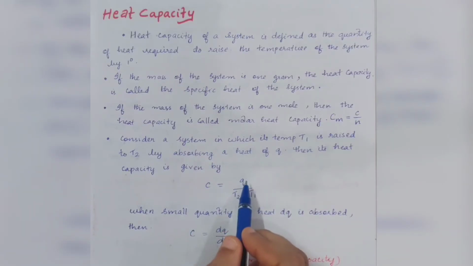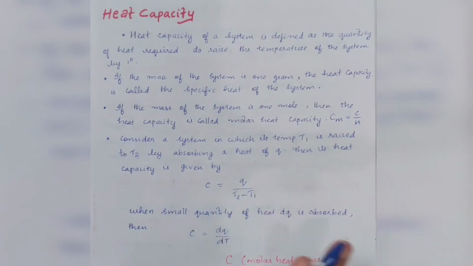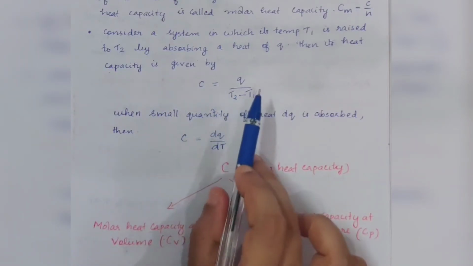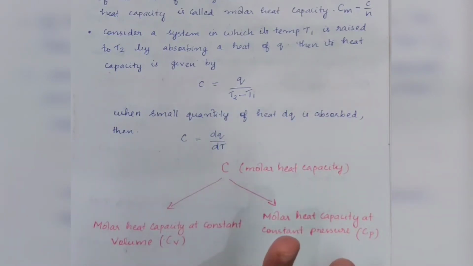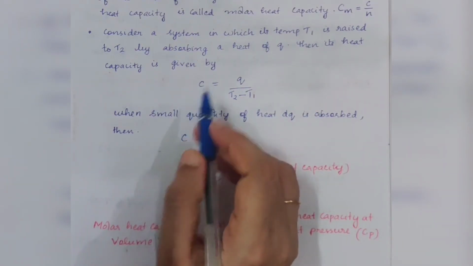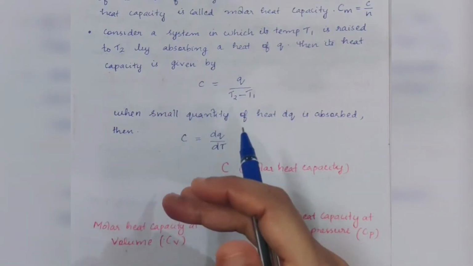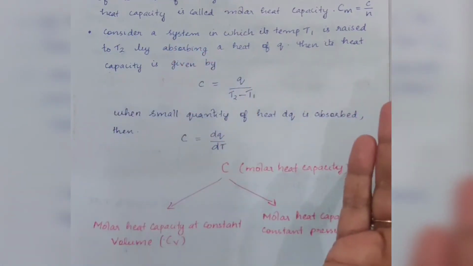Since Q is not a state function, heat capacity C also is not a state function and depends upon the path followed. Okay, it's a path function. Hence, it depends upon whether the condition adopted for the change is constant volume or constant pressure. That is, this heat capacity is a path function and it depends upon the path followed.